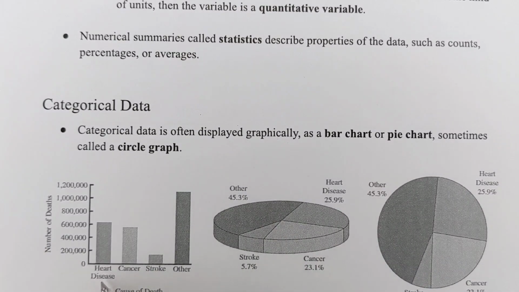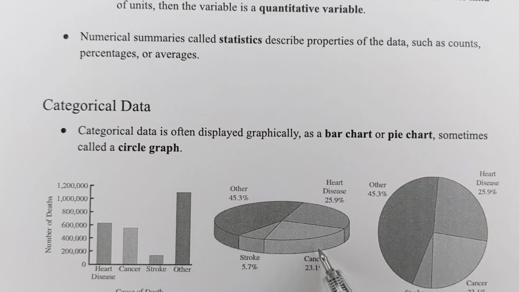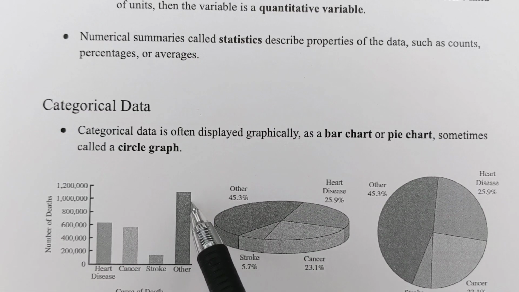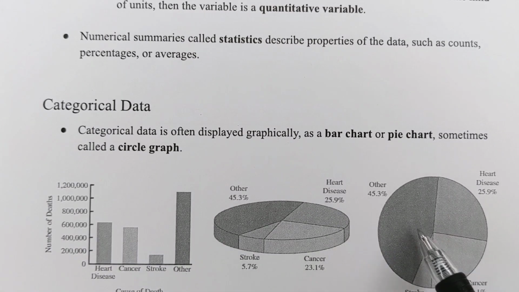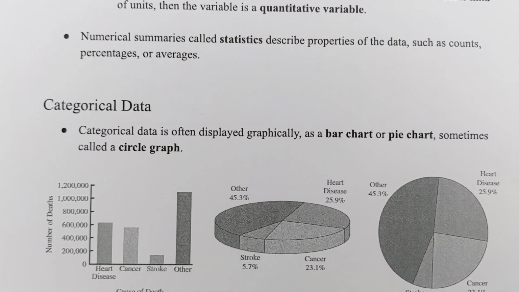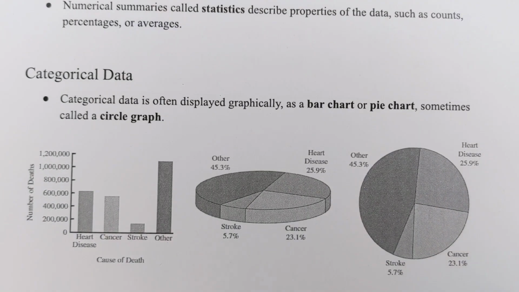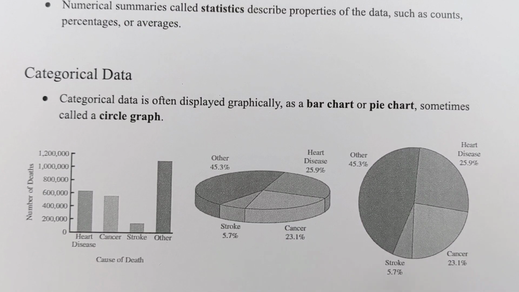Categorical data is often displayed graphically, as in a bar chart or a pie chart, sometimes called the circle graph. So your categories are here across the bottom, or the labels for the wedges, and then you have your values here. So number of deaths. Over here you have percentages from the whole, things like that. But one variable is a word, a category. The other variable is the number.